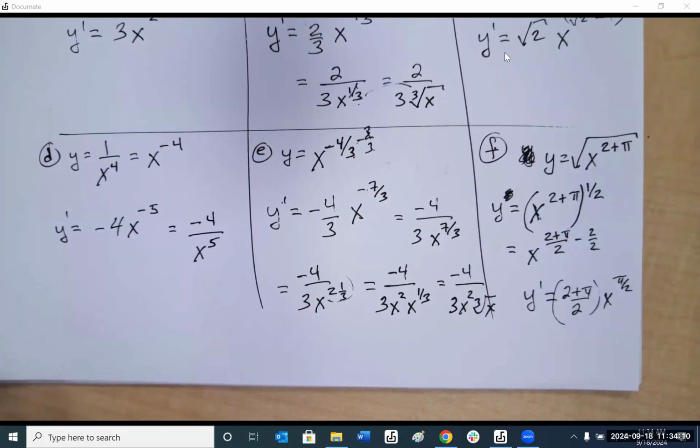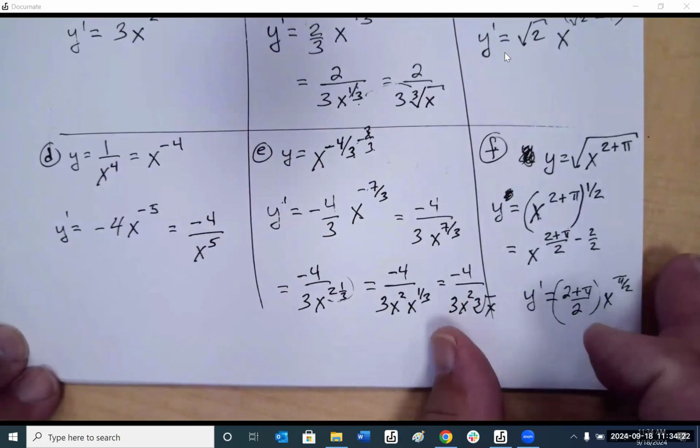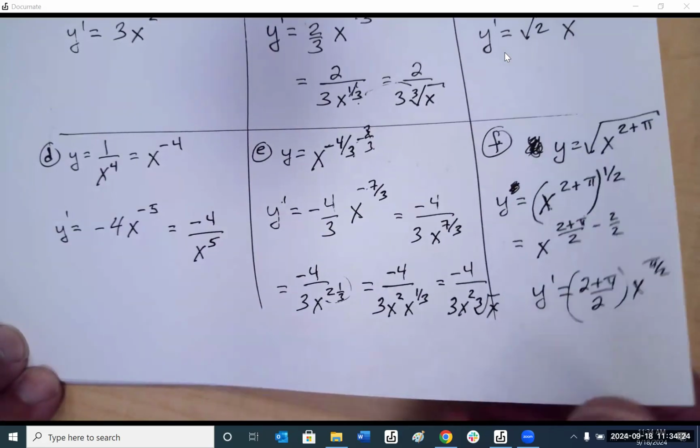A little bit more comfortable with it? I mean, this is going through the whole extreme of exponentials you can have. All right, let's go to the next rule.